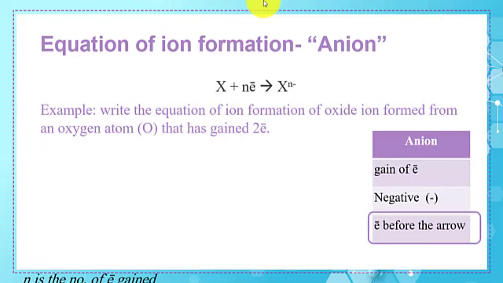So an example of how to write an equation of ion formation for an oxygen atom O that has gained 2 electrons. We draw the arrow, O before the arrow, and the ion, which is O2 minus, after the arrow. It is negatively charged because it has gained, and 2 minus because it has gained 2 electrons. The electrons are written before the arrow.